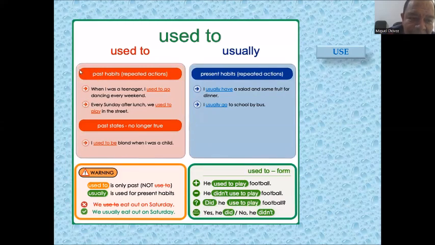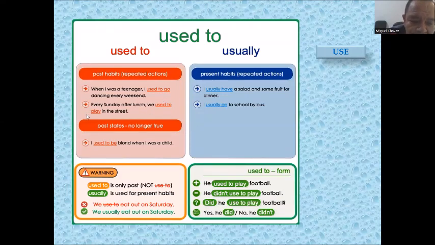Used to is about past habits. It means repeated actions in the past. For example, when I was a teenager, I used to go dancing every weekend. Every Sunday after lunch, we used to play in the street. In these examples, we are talking about repeated actions in past.